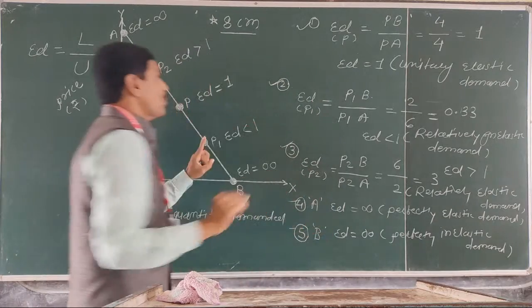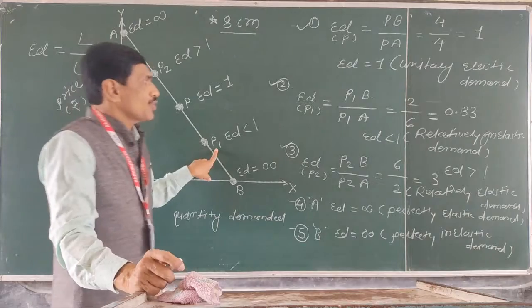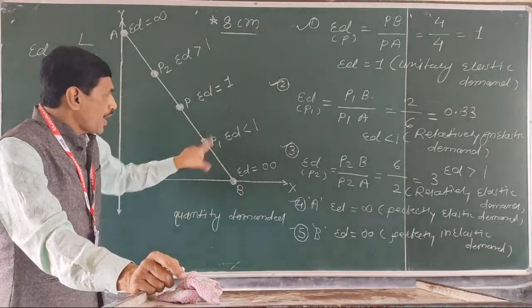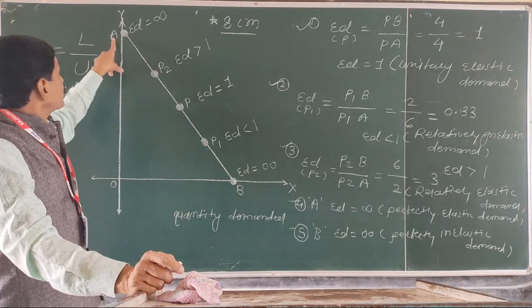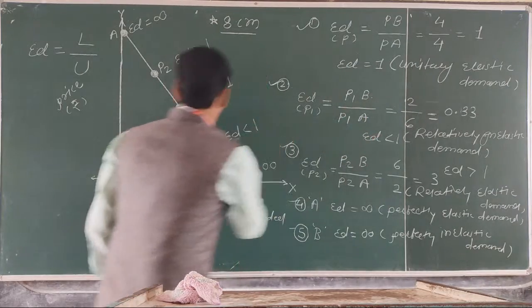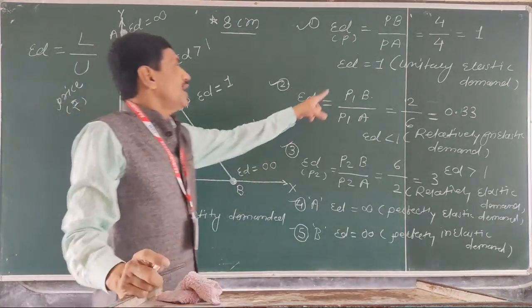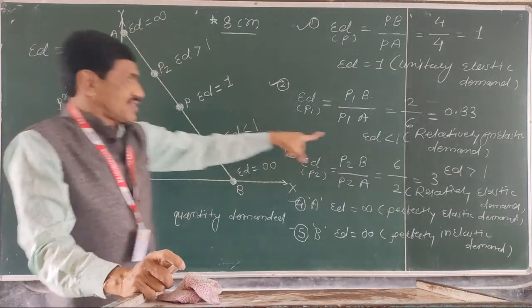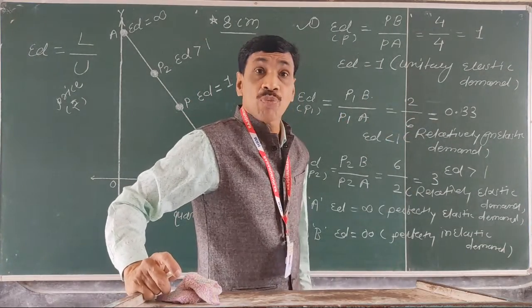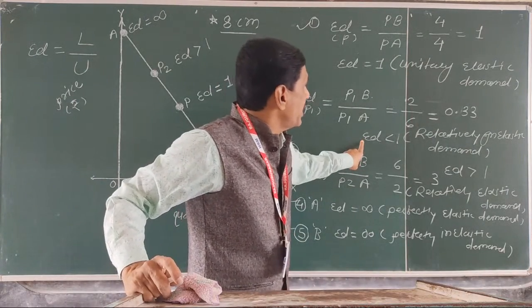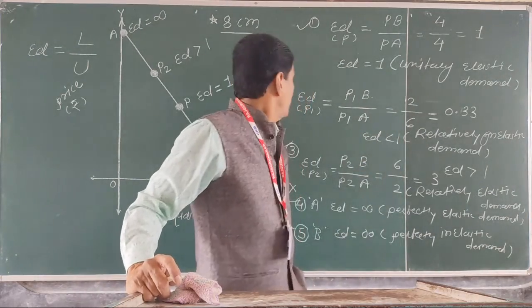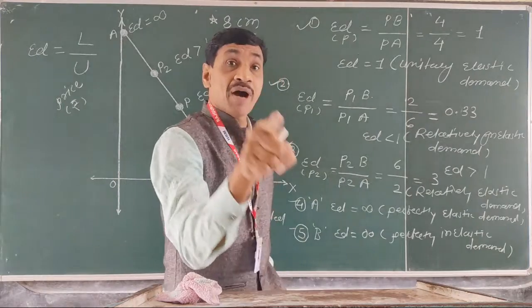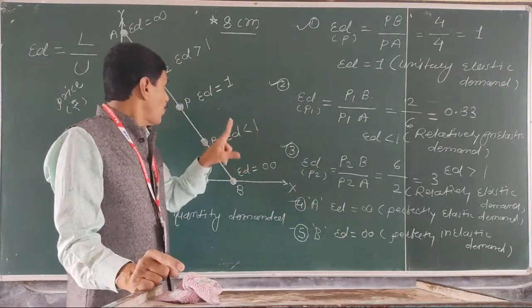Then second, you measure the ED of point P1. ED of point P1 is equal to P1B divided by P1A, means P1B upon P1A. So what is the length of P1B? P1B is only 2. P1A is 2 plus 2 plus 2, which is 6. So 2 upon 6 is equal to 0.33. So here the elasticity of demand is less than 1. In any other language, at point P1 there is relatively inelastic demand, means ED is less than 1.